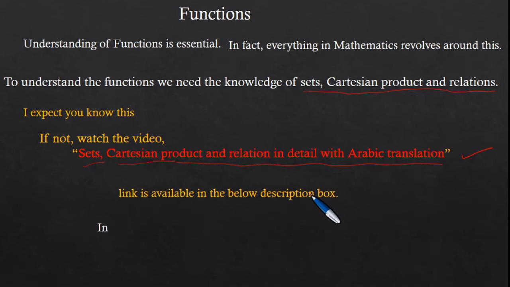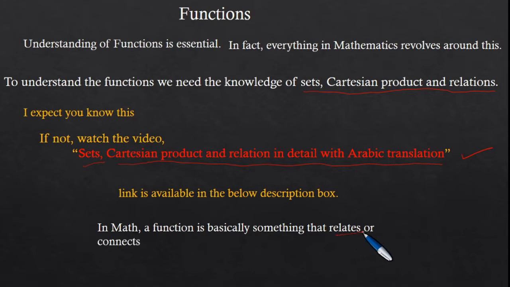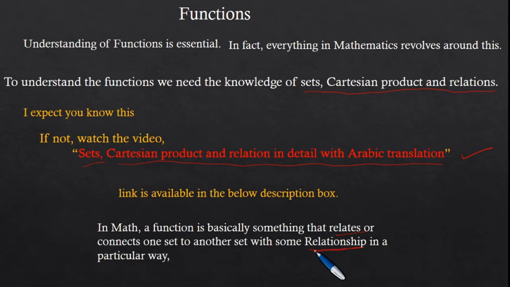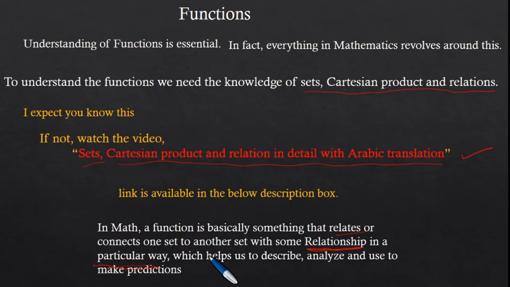So what is a function? In mathematics, a function is basically something that relates or connects one set to another set with some relation in a particular way, not all relations, some relation in a particular way, which helps us to describe, analyze, and use to make predictions. So we are going to understand this statement in detail now. Once again, something which relates or connects one set to another set with some relationship. So what kind of special relationship, we can see now in detail.